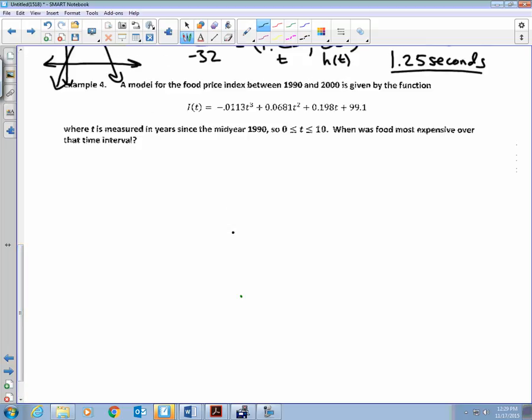A model for the food price index. There's something in economics we call CPI. That means Consumer Price Index. And what that means is it's a way for us to try to calculate how much goods have risen in cost over the course of a few years.